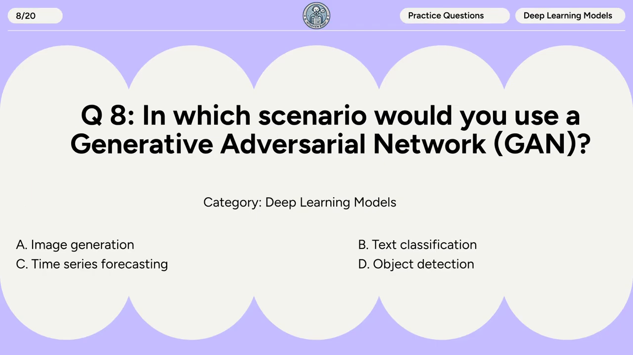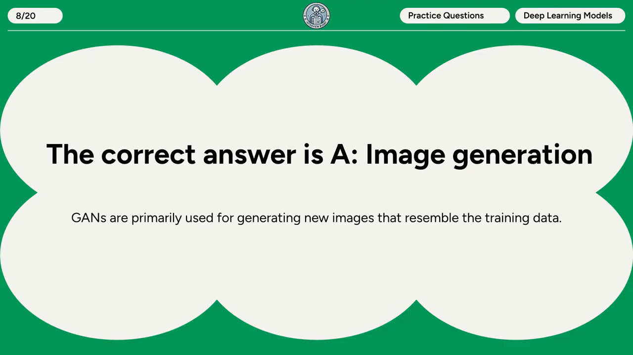Question 8. In which scenario would you use a generative adversarial network? A. Image generation. B. Text classification. C. Time series forecasting. D. Object detection. The correct answer is A. Image generation. GANs are primarily used for generating new images that resemble the training data.